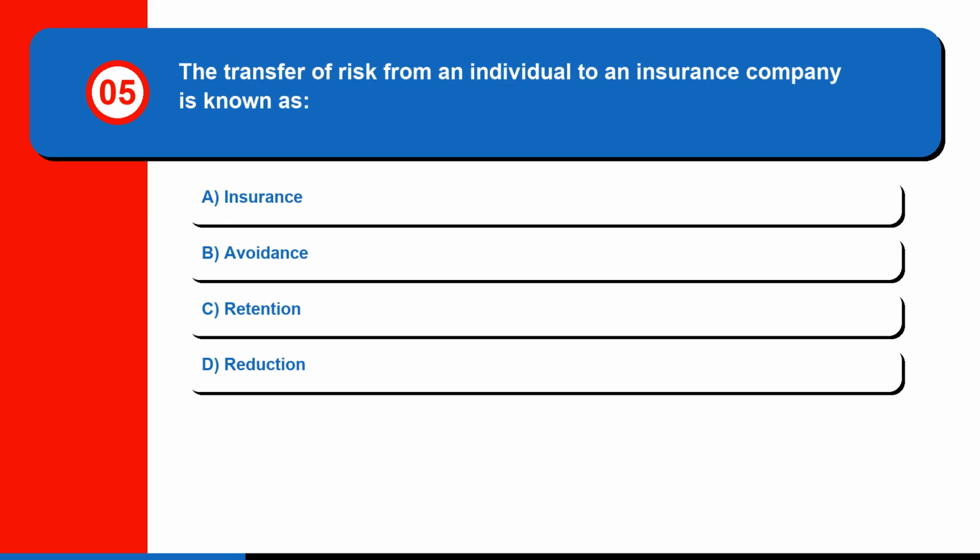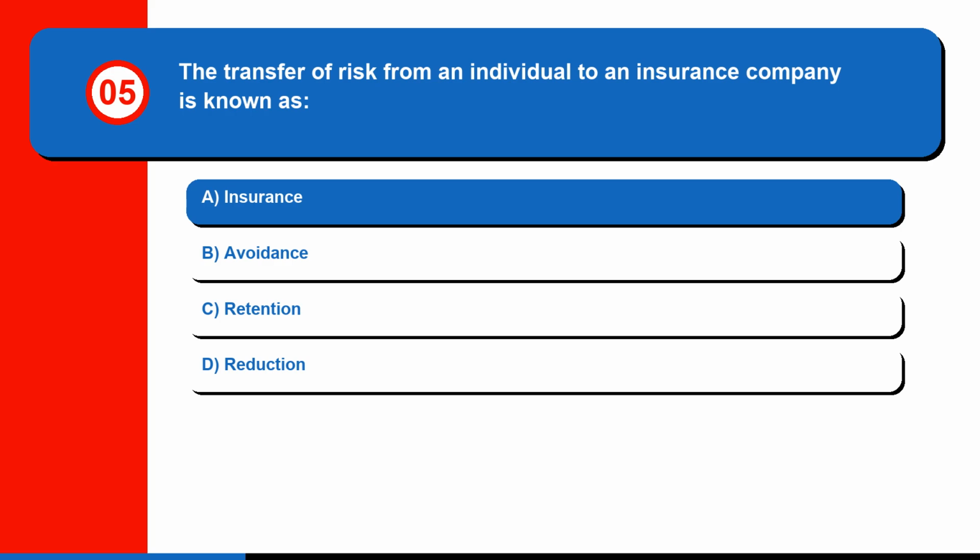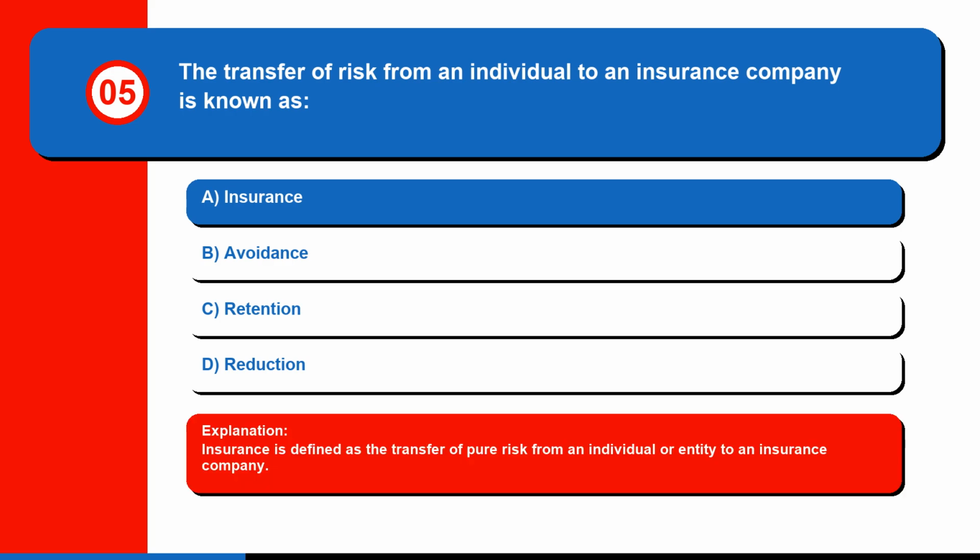Question 5. The transfer of risk from an individual to an insurance company is known as A. Insurance, B. Avoidance, C. Retention, or D. Reduction. The correct answer is A. Insurance. Insurance is defined as the transfer of pure risk from an individual or entity to an insurance company.